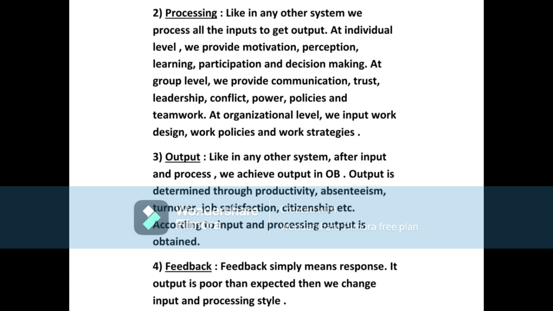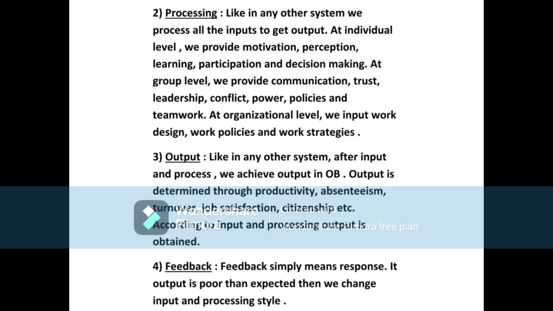At the same time, at organizational level, how the change is made or how the culture is adopted, all should be framed in such a way that it creates a good environment for the employees and groups in the organization. So how do we frame it? Work design should be made, proper work design, work policies, work strategies. Why? Because if we are dealing with change, proper work design should be there regarding change management, for example.